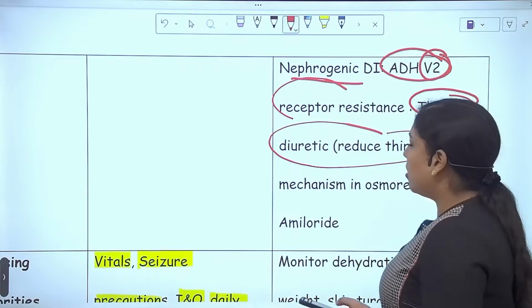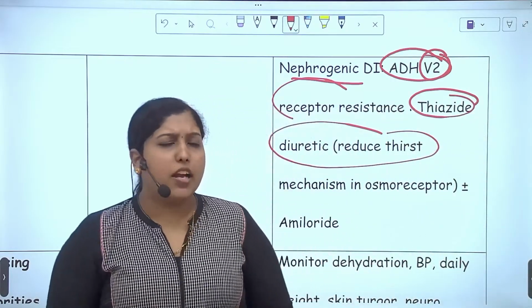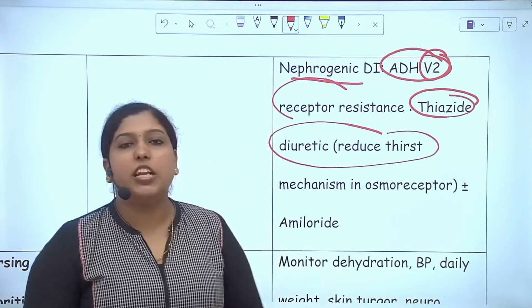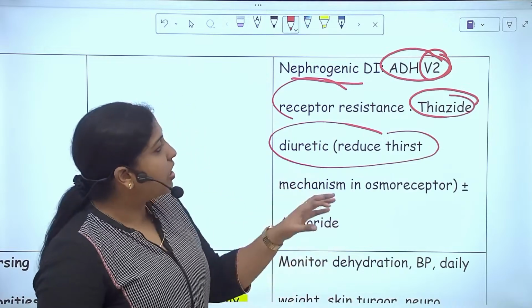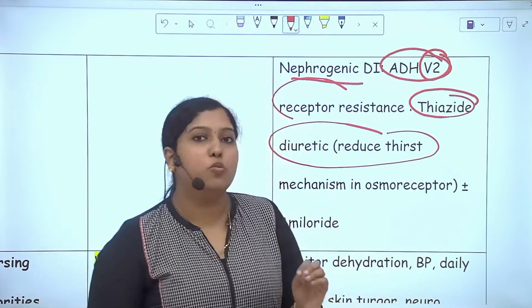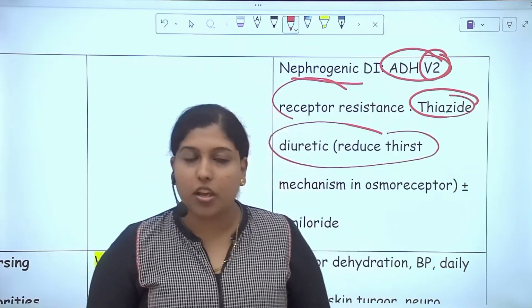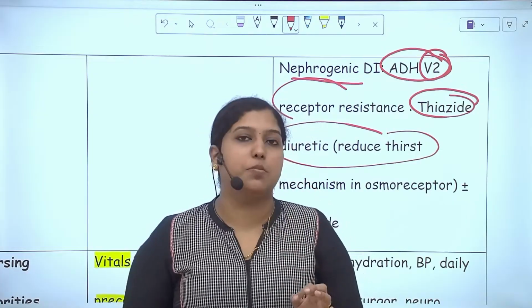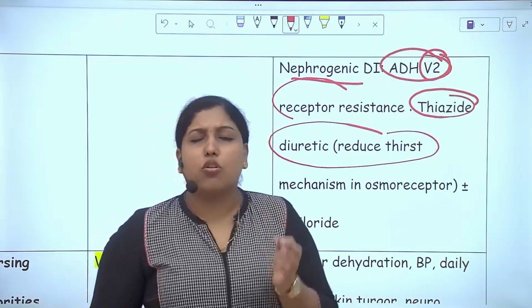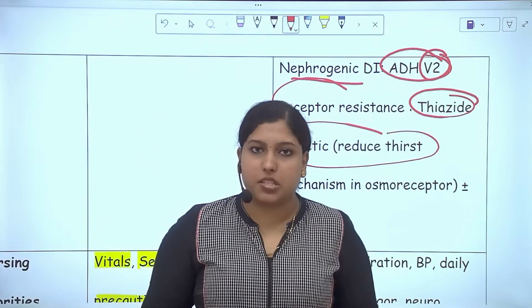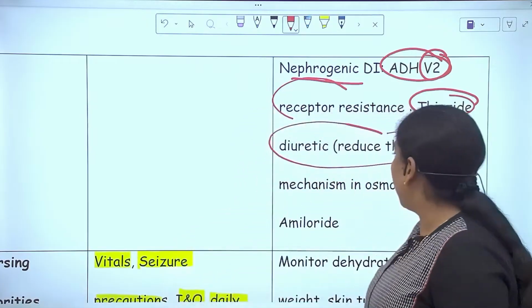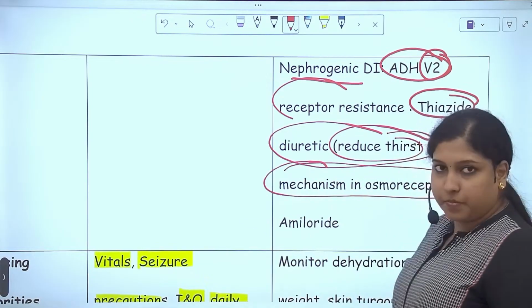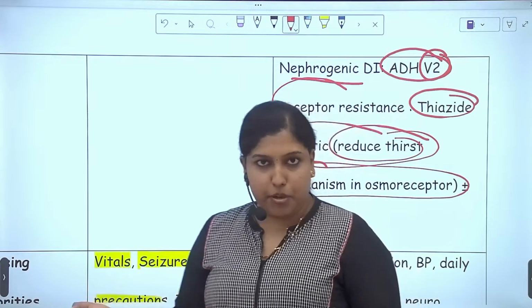Again, you can ask me, like, already the patient is going for polyuria, and again you are asking me to give a diuretic drug. Thiazide diuretic is a diuretic drug, right? So what is the clinical finding here? See, we are giving thiazide diuretics in order to reduce the polyuria effect. We are specifically giving thiazide only to nephrogenic diabetes insipidus. That too, for what purpose are we giving? In order to reduce the excessive thirst, polydipsia, in that particular patient. So why are we giving thiazide? It is to reduce the thirst mechanism in the osmoreceptors. And along with that, we are going to give amiloride also.